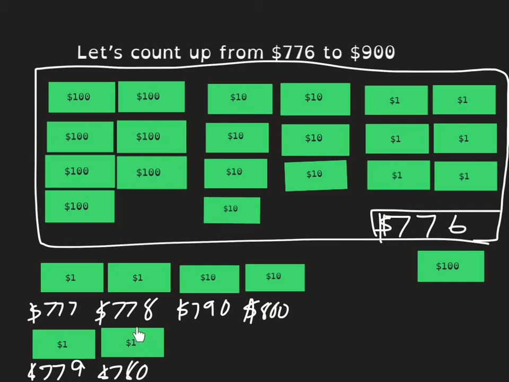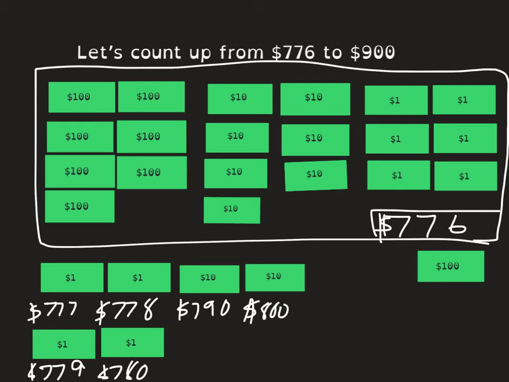Now that we're at $780, it's easier for us to count by tens. So I started counting by $10 bills. I added one $10 bill, and I got to 790. I added 2 $10 bills, and I got to 800. So step 2 is done. Step 2 tells us that we need to skip count by tens until we complete our 100.